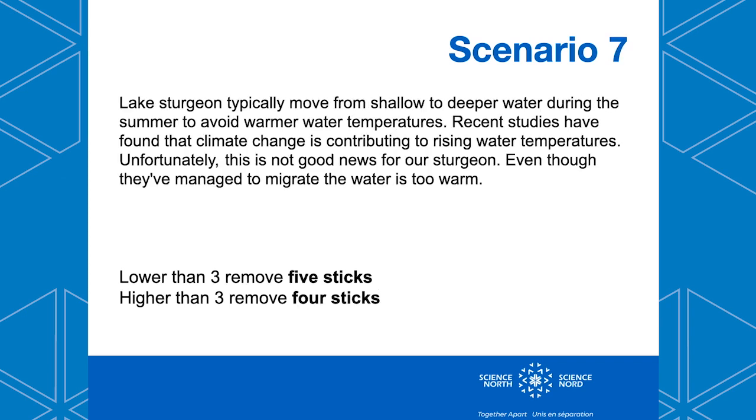Lake sturgeon typically move from shallow to deeper water during the summer to avoid warm water temperatures. Recent studies have found that climate change is contributing to rising water temperatures. Unfortunately, this is not good news for our sturgeon. Even though they've managed to migrate, the water is too warm. If you roll lower than 3, remove 5 sticks. If you roll higher than 3, remove 4 sticks.